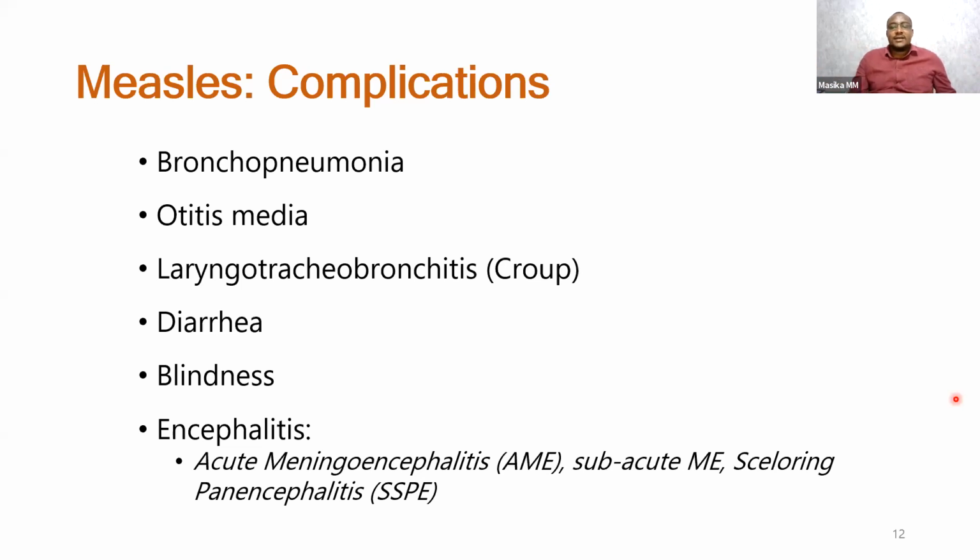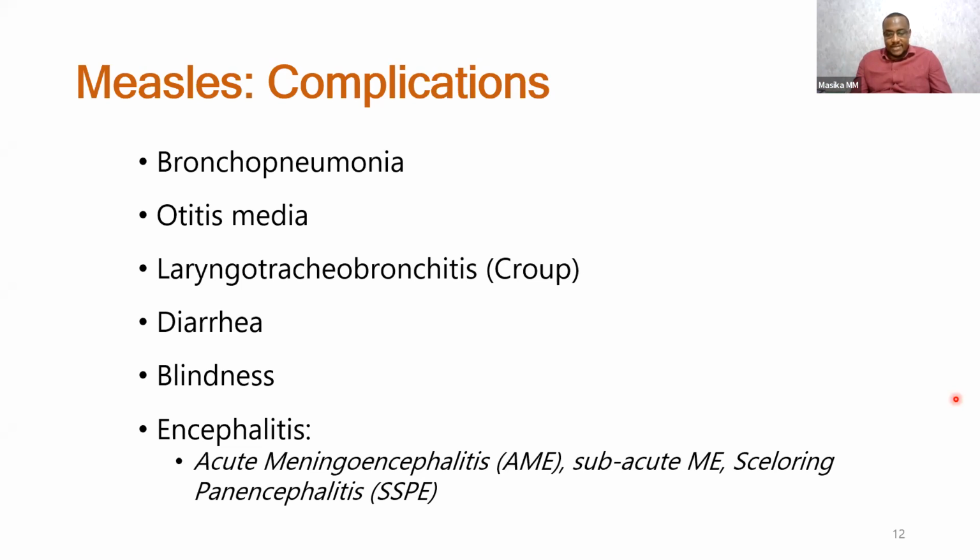Otitis media can also occur, which is usually, remember our inner ear, middle ear is linked to our respiratory tract. So these two are connected. You could also have an inflammation of the upper airways, and in children, this tends to cause croup because the children's airways are narrower than adults, and any inflammation can cause obstruction, and this can actually be life-threatening. Some kids may develop diarrhea, blindness, and even encephalitis.